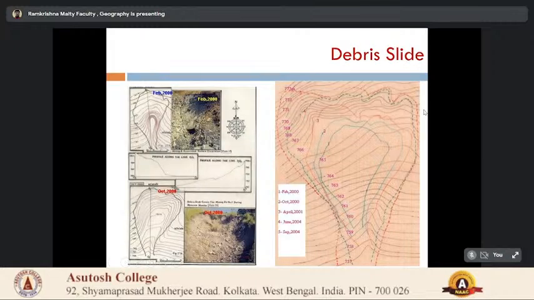If we take another example of a debris slide, this is how one debris slide has changed over different years, from February 2000 to October 2000, and these are monitored. In 2001, then 2004, and 2004 September. So this is how the entire slide, debris slide or landslide, has been extended.